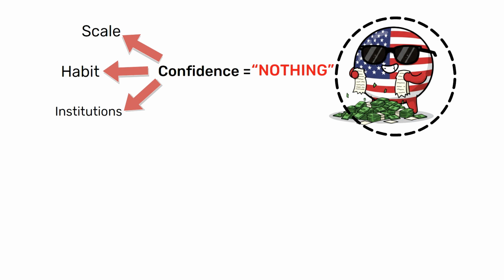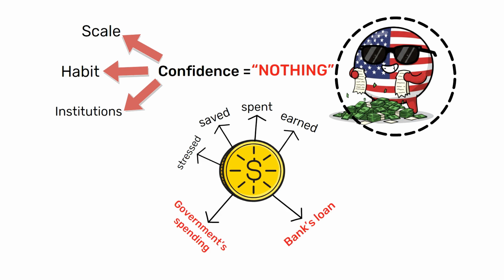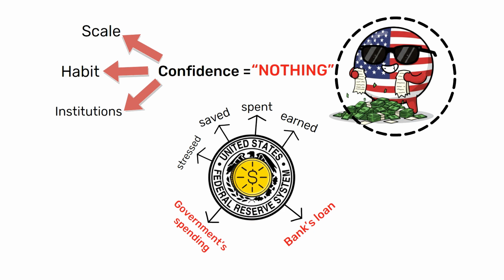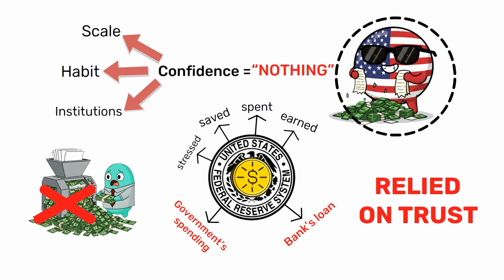The wild part is that every dollar you've ever earned, spent, saved, or stressed about began as either a bank's loan, the government's spending, or the Fed's behind-the-scenes support. None of it needed physical printing. All of it relied on trust moving faster than fear.